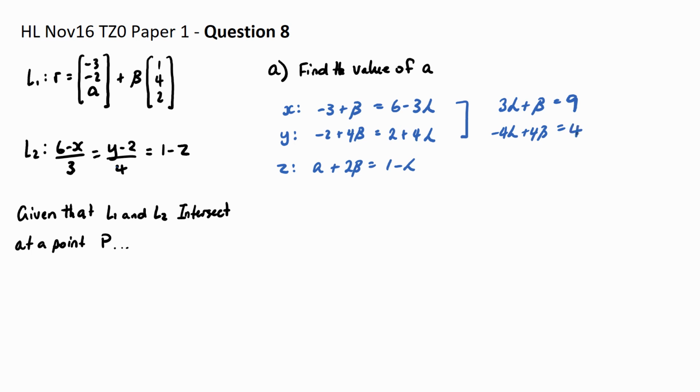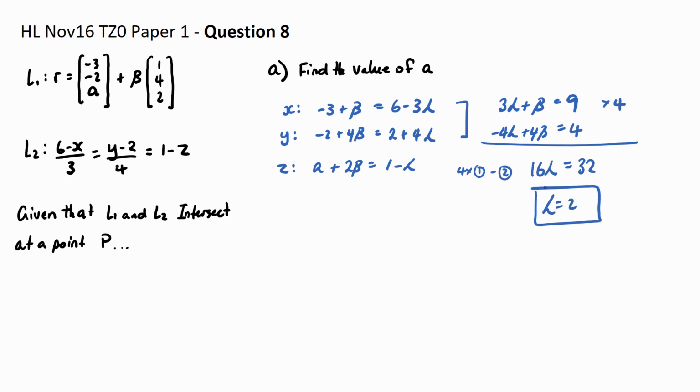Now to isolate one of these terms, I'm just going to multiply this by 4, and this will be equation 1, so 4 times equation 1 minus equation 2. So 4 times 3 lambda will be 12, minus minus will be 16 lambda. 4 minus 4 will disappear, and 4 times 9 is 36, minus 4 is 32. Lambda is 2, and we can find beta just by subbing it back into any of them, maybe just the top one here. It'll be 3 times 2 plus beta equals 9, so beta will equal 3.